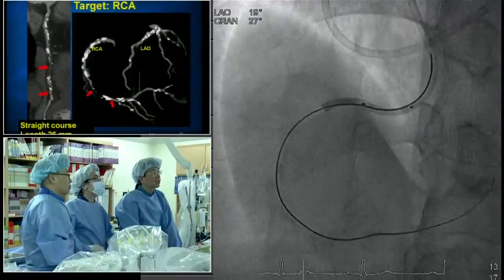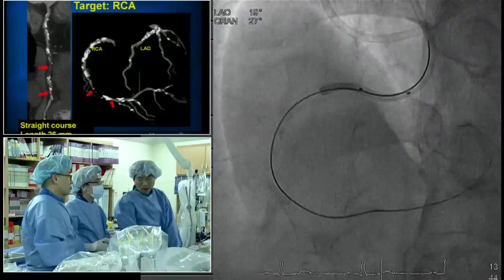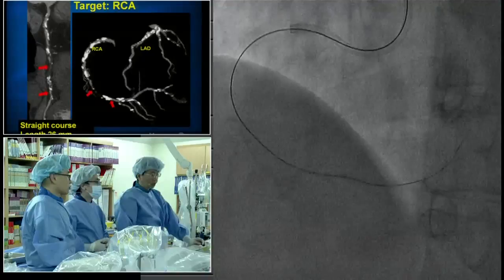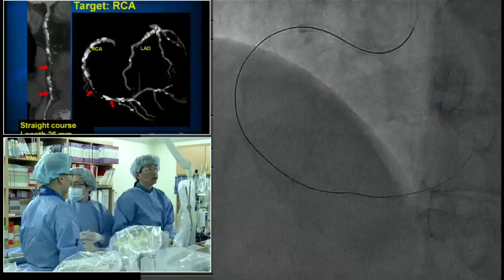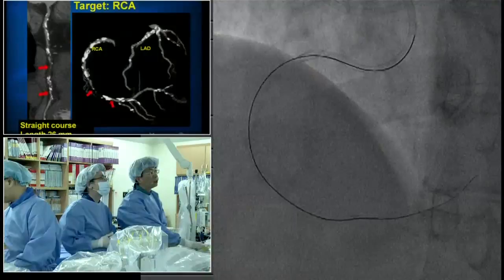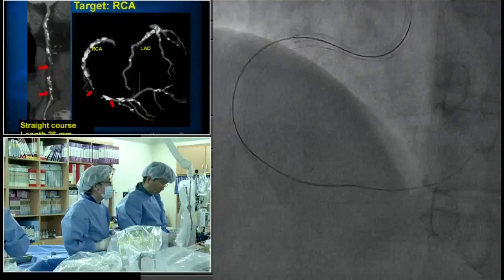The Fine Cross cannot cross the region, so by the anchoring technique, I removed the Fine Cross, and so far the wire has reached the distal area. So I wanted to put the smallest balloon to cross the region. If that fails, I wanted to use the Corsair. Now it looks like you have two 8 French guides, am I correct? No, 7. They're both 7? Yeah, yeah. I hate the 8 French.